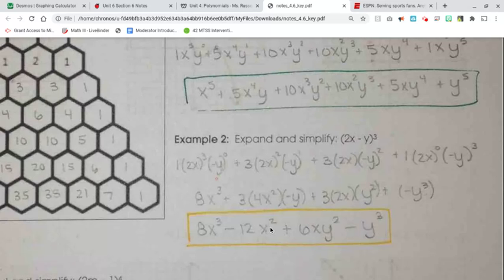So remember, we're missing the y right here. So this second term, 3 times 4 is 12, and then there's a negative. That's why you get negative 12. And then you have x squared and y. So there should be a y right there beside the x squared.